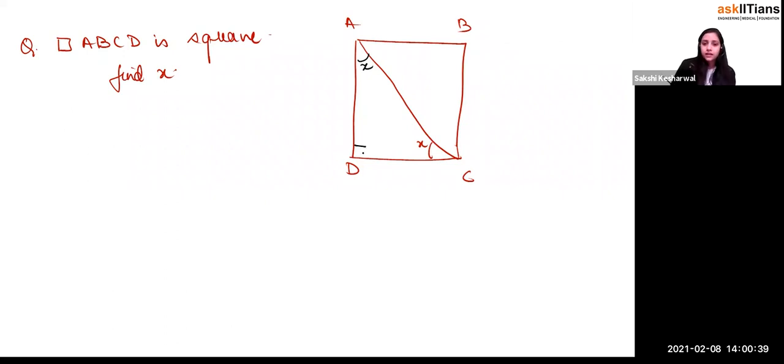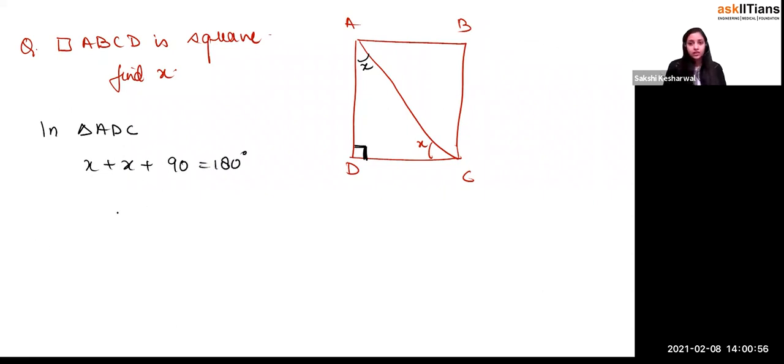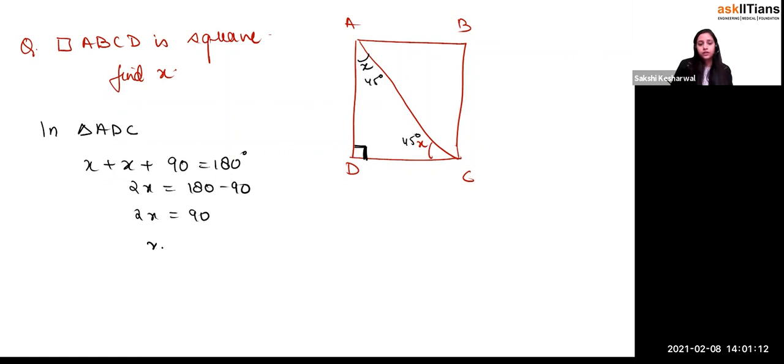So basically, this angle is how much? 90 degrees or not? Yes or no? So can I say that in triangle ADC, x plus x plus 90 degrees is equal to how much? 180 degrees. So can I say that this is 2x? 180 minus 90 will be what? 90, and divide by 2 it will be what? 45, and this will be what? 45 or not? Yes or no? So can I say that 2x is equal to 180 minus 90? So 2x is equal to 90. So x is equal to what?